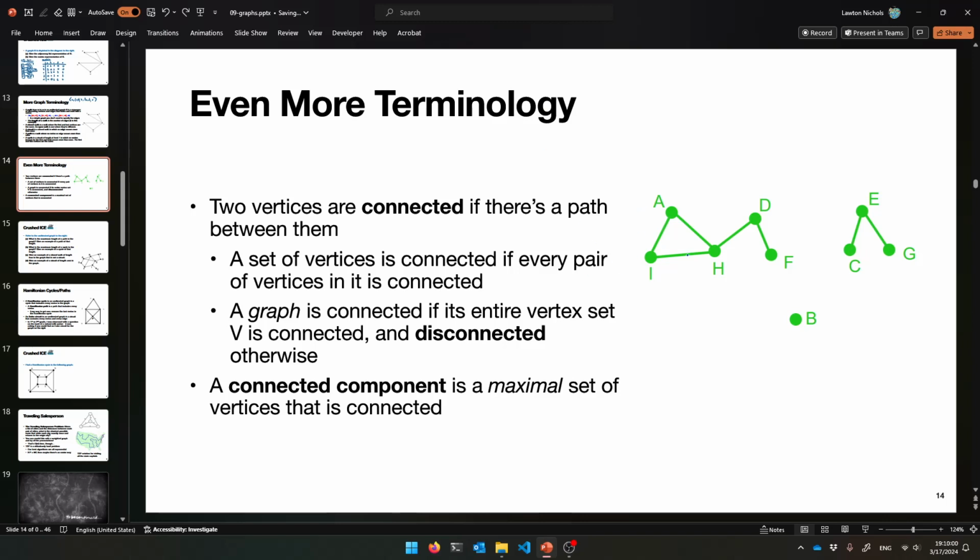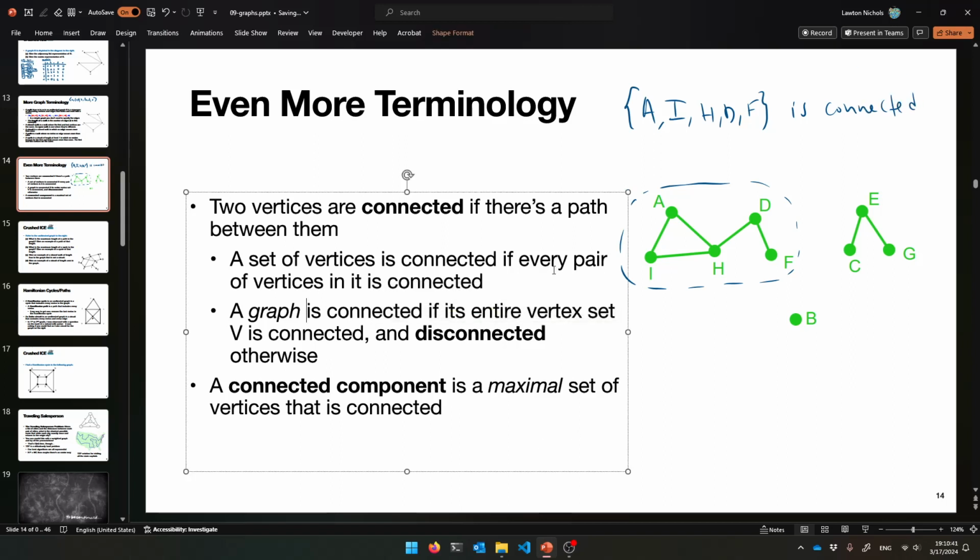You can also see that every edge here connects its vertices, and there's a way to say that a set of vertices is connected if every pair of them is connected. An edge is just a special case of a path. So this whole thing, all these vertices, they're all connected to each other. I hope you see that. Pick any two, there's a way to get around, like D and I, there. There's always a path. So these are all connected to each other: A, I, H, D, F. That entire set, we call that connected. You can say that, and save yourself writing.